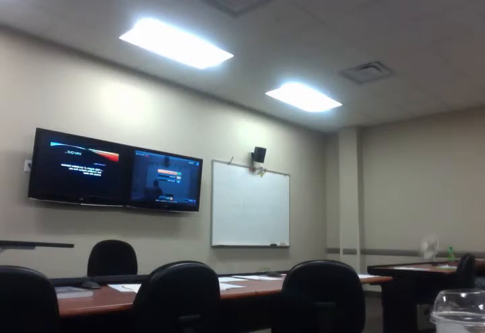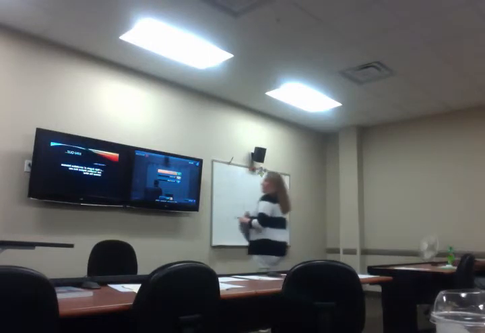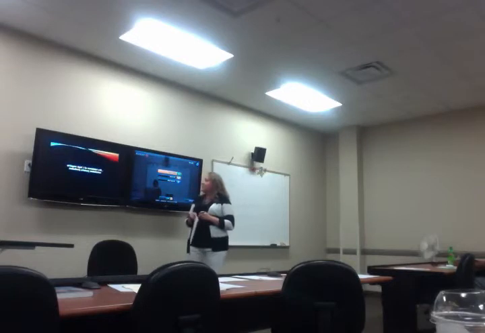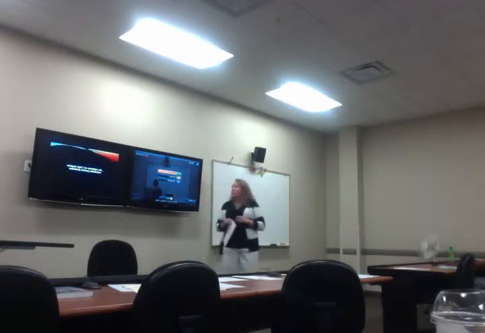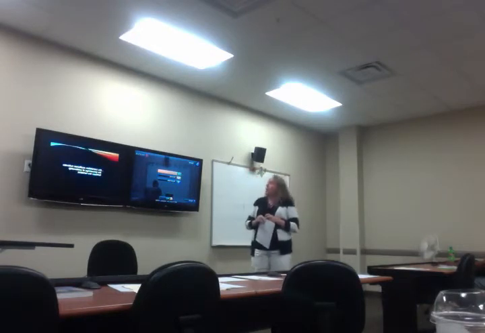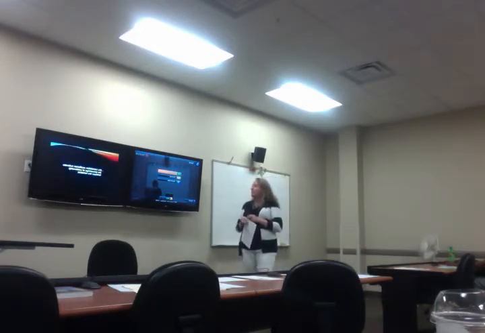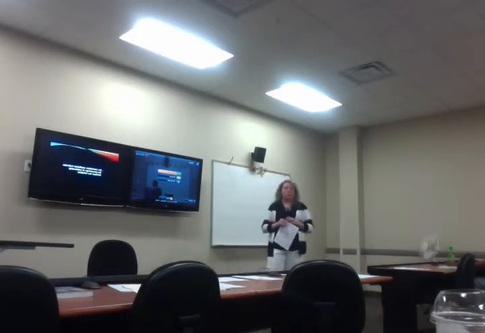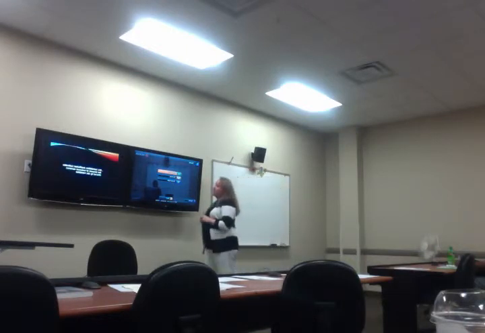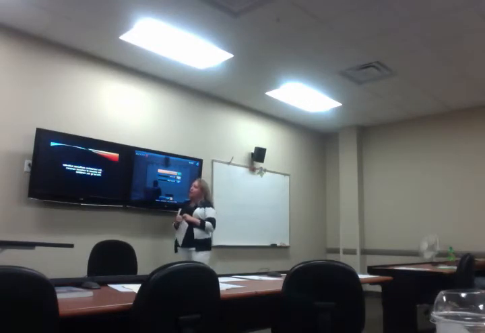True, false. A high degree of correlation between two variables implies that one causes the other. Number 2. The existence of a high negative correlation permits prediction. The correlation coefficient indicates the percentage of relationship between the variables. The correlation coefficient indicates the amount of common variance shared by variables.